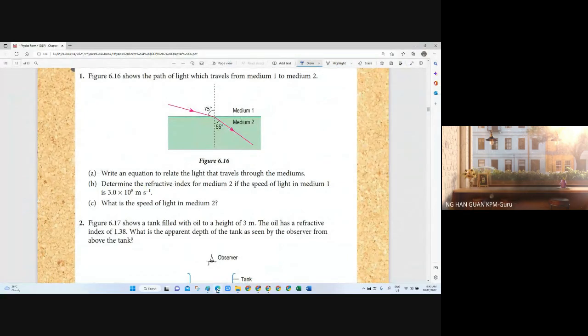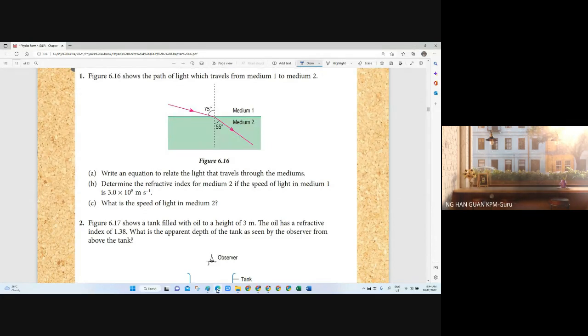So question 1A: write an equation to determine the light that travels through the mediums. In SPM, they definitely are not going to ask you to write any equations, because all the equation formulas are given. But this kind of question will be very normal for your study after SPM, because no formula will be provided. So anyway, when you have to write an equation for the light that travels through the medium, remember you have to declare the symbols that you use.